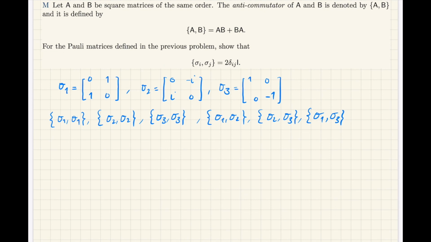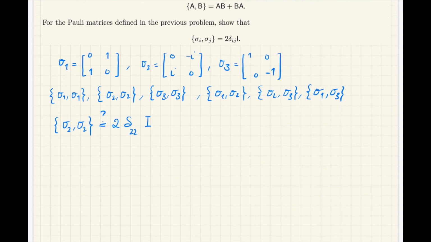So I need to prove that the anti-commutator of sigma 2 with itself is equal to 2 times delta. Here i is 2, j is 2, so this becomes 2 delta 2,2 times the identity matrix. This is something that I need to check. The left-hand side is equal to the anti-commutator of sigma 2, which becomes sigma 2 times sigma 2 plus sigma 2 times sigma 2.